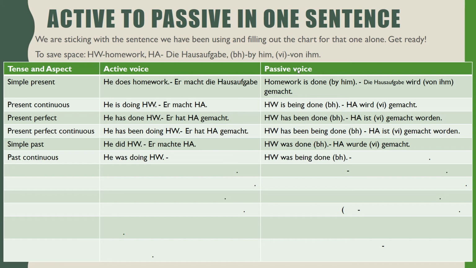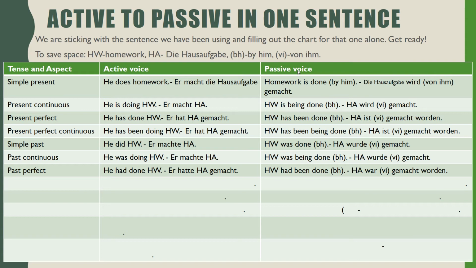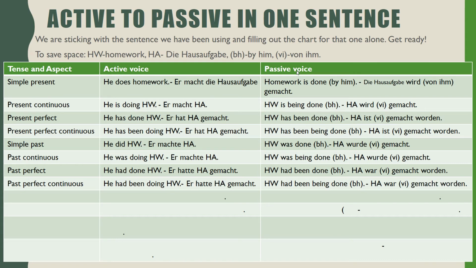Past continuous, he was doing homework. Homework was being done by him. Machte die Hausaufgabe. Die Hausaufgabe wurde von ihm gemacht. Past perfect, he had done homework. Homework had been done by him. Hatte die Hausaufgabe gemacht. Die Hausaufgabe war von ihm gemacht worden. Past perfect continuous, he had been doing homework. Homework had been being done by him. Hatte die Hausaufgabe gemacht. Die Hausaufgabe war von ihm gemacht worden.